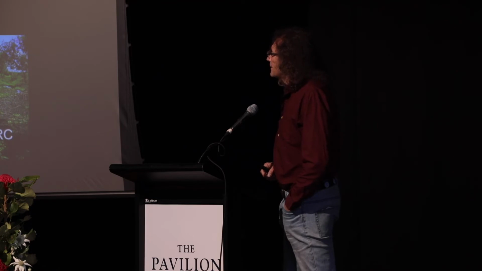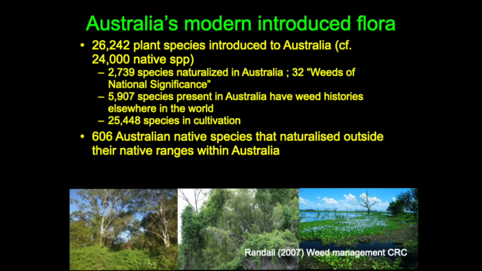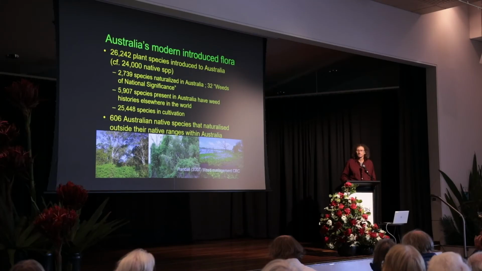And the perhaps slightly disturbing thing, apart from the 3,000 or so that have already got away and are changing our ecosystems like those on the bottom in the photos there, is that there's another 6,000 that are already here that are behaving like weeds in some other part of the world, and yet they haven't yet taken off here. So whether they can actually get into Australian ecosystems or not is something that we'll find out and try to deal with as it unfolds in the coming decades.